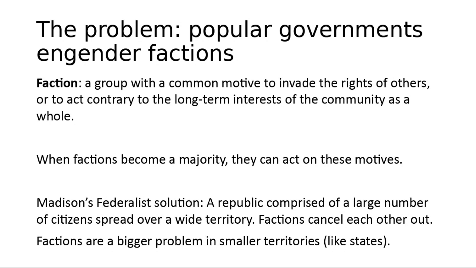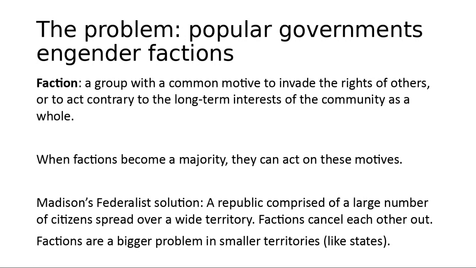Factions are going to be a bigger problem for popular governments if they have smaller territories with smaller numbers of people, because then you're more likely to have a majority which is able to oppress the smaller groups. So Madison is really afraid of the states, which were much more empowered and autonomous under the preceding Articles of Confederation. But Madison sees the power of the states as a problem. That's where oppression is likely to occur. That's where injustice is likely to occur.